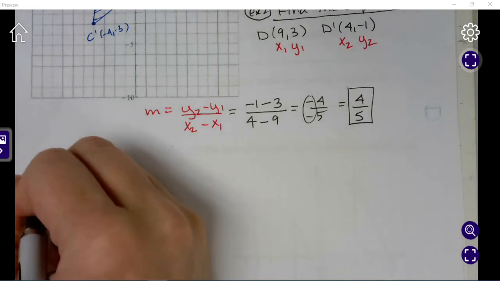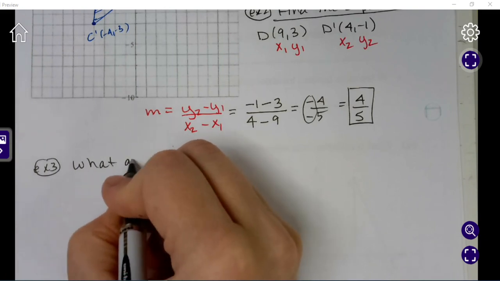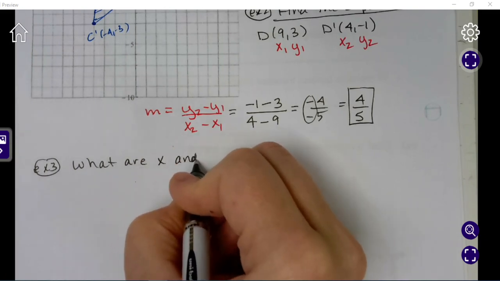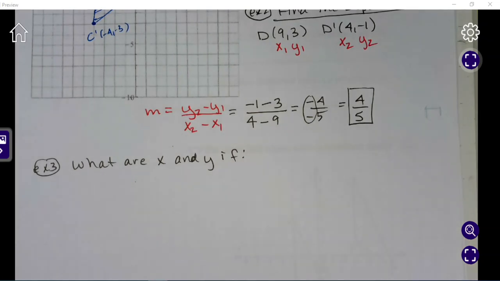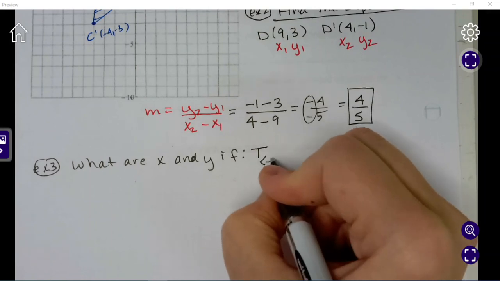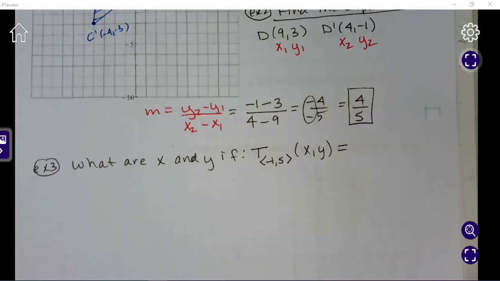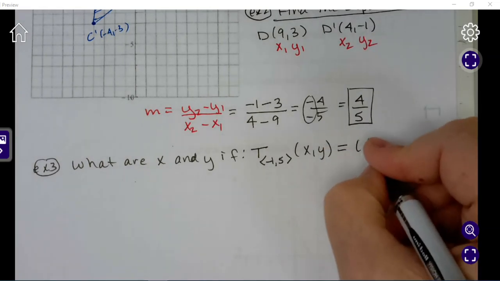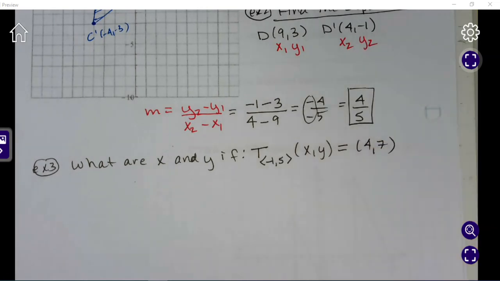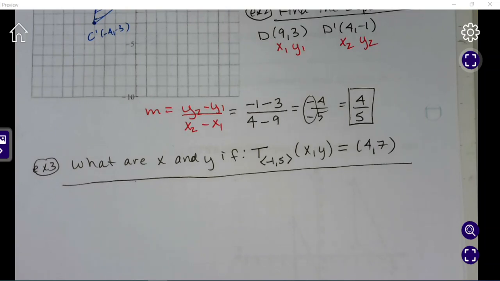All right, last one, and then we're done with notes today. It's not super long today. Example 3, what are x and y if you're given the translation rule with a translation vector of -1, 5 of the points x, y, which so we don't know the original points, but the result was the point 4, 7. So they've given you an incomplete translation rule because they didn't tell you the beginning point. They only told you the ending point.